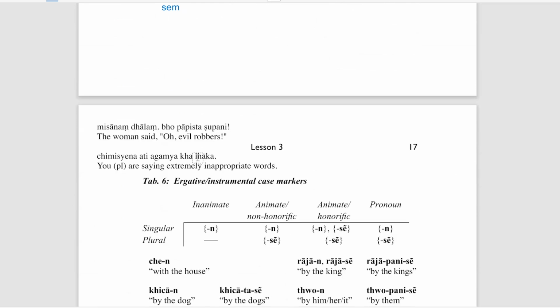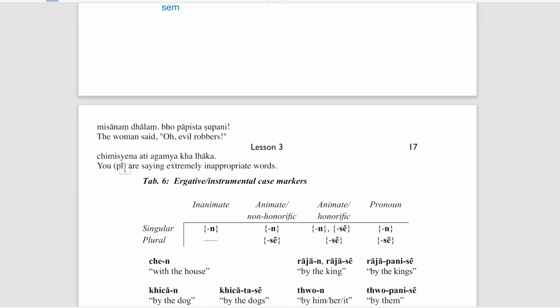And we have laye also here. Oh, yeah, the second sentence: Chimi sena adi agamia ka lahaga. So chimi is the second person plural. Cha is second person singular, and chimi is second person plural. And sena is the case ending.